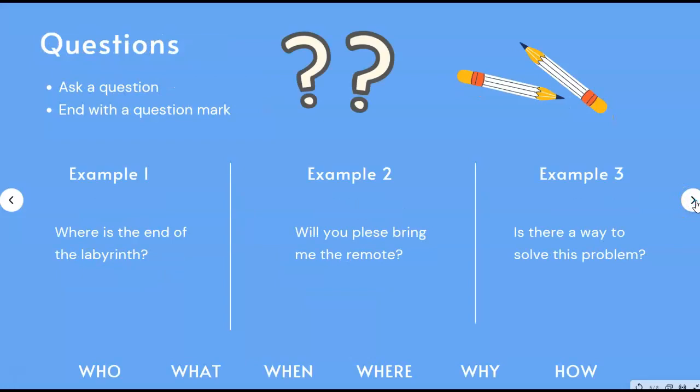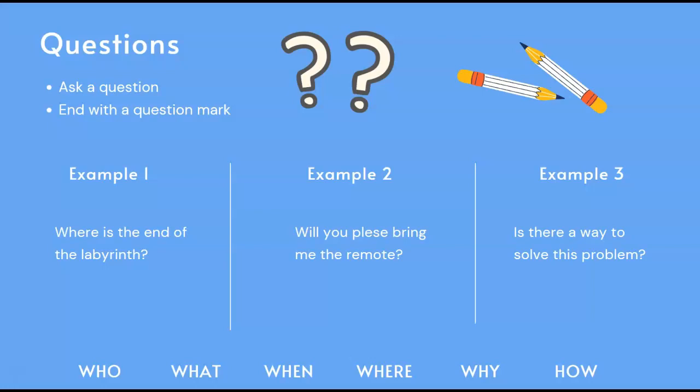And the final type of sentence that we're going to talk about is a question. Questions are sentences that ask something, and they always end with a question mark. For our three examples, where is the end of the labyrinth? Will you please bring me the remote? Is there a way to solve this problem? And one of the things you might notice when we speak sentences is that our voice goes up in pitch towards the end of the sentence.